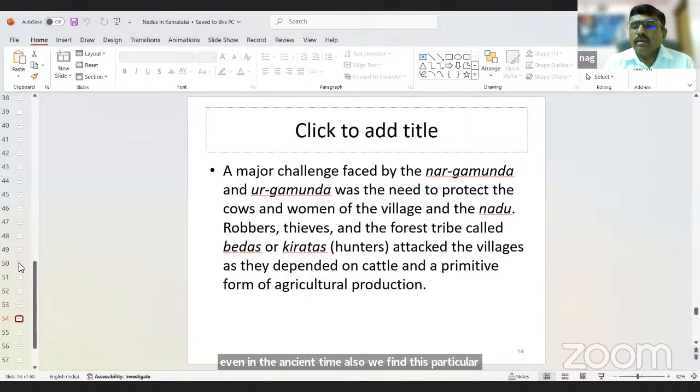So we find the robbers and the thieves and the forest tribes, called Bedas and Kirata. Bedas are mentioned in this kind of attacks. So we find attacks by the forest tribes. They used to attack these particular villages.